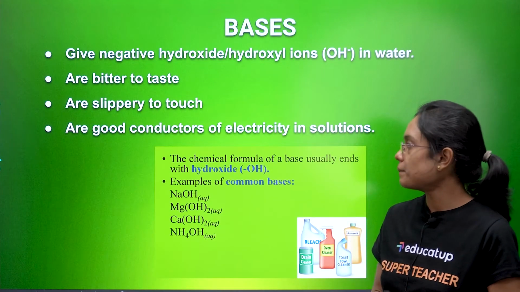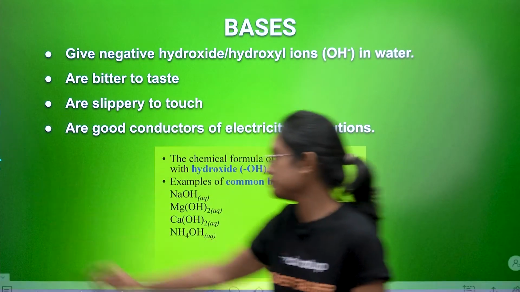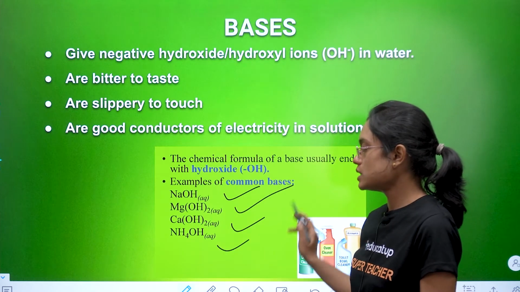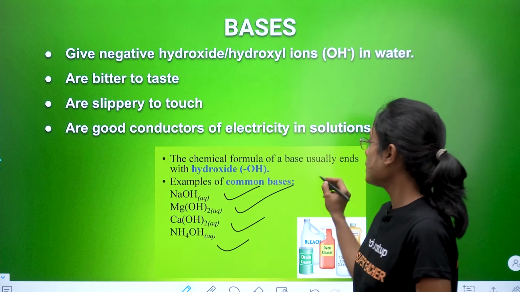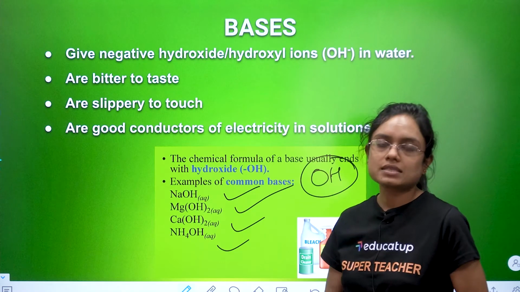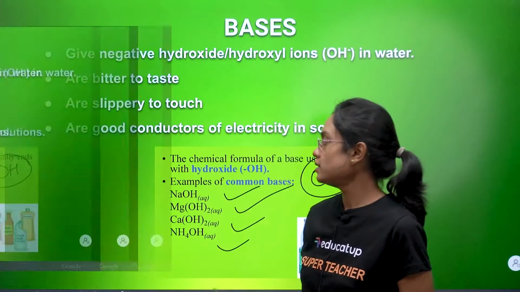Now, some examples are NaOH, Mg(OH)2, Ca(OH)2, NH4OH. Basically, bases always end in OH. That is the hydroxyl group. Alright, now let's move ahead.